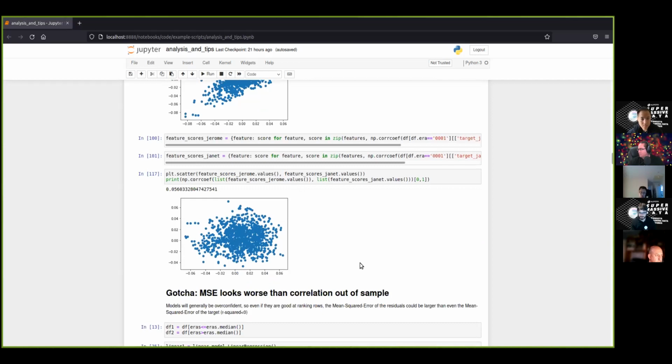Some targets are by construction designed to have basically uncorrelated feature exposure. For example, if you plot the feature exposures of Jerome and Janet, you can see that the feature exposures are basically completely uncorrelated.